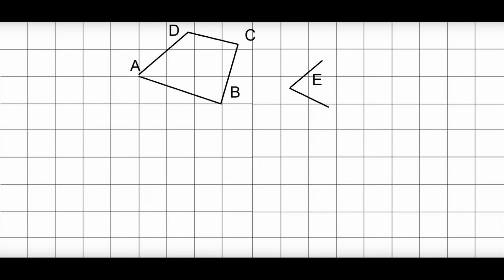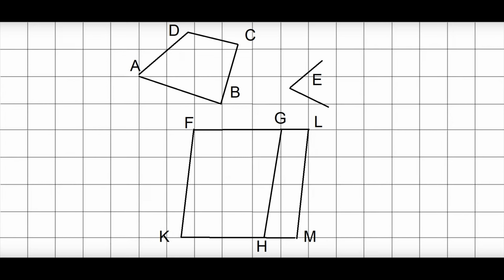Proposition 45. To construct a parallelogram equal to a given rectilinear figure in a given rectilinear angle. Let ABCD be the given rectilinear figure and E the given rectilinear angle. So it is required to construct a parallelogram equal to the rectilinear figure ABCD in the given angle E.